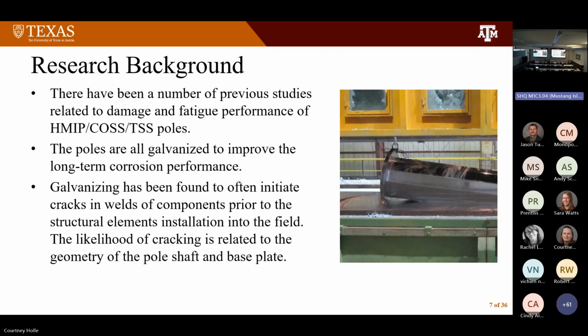We found on some of these, and there had been some work done in Europe that pointed out the same thing: the propensity for cracking, if you look at the diameter of the pole to the wall thickness, if it was greater than 70, it tended to crack. If it was less than 70, it didn't. So some of this could be controlled a little bit with geometry.